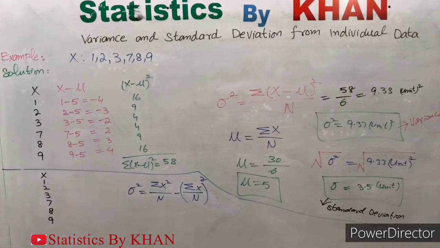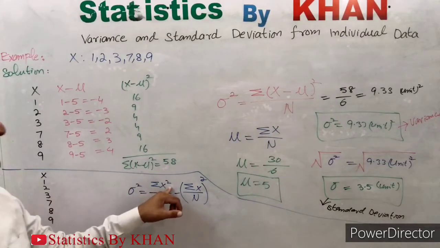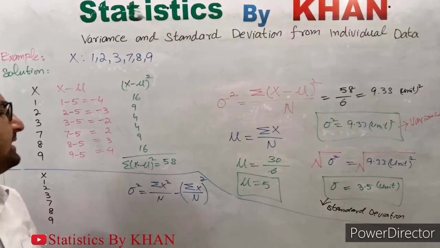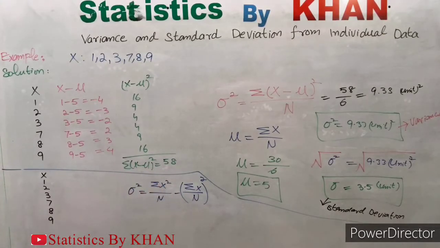Okay, now if we focus upon this formula, first of all we need summation x square in the numerator of the first fraction. For this purpose we will square the x column, meaning we will square each value of x. So in the next column we are writing x square. Now this summation x square means the total of x square. So if we add this column, it will give us summation x square. And if we add them, we will get 208.